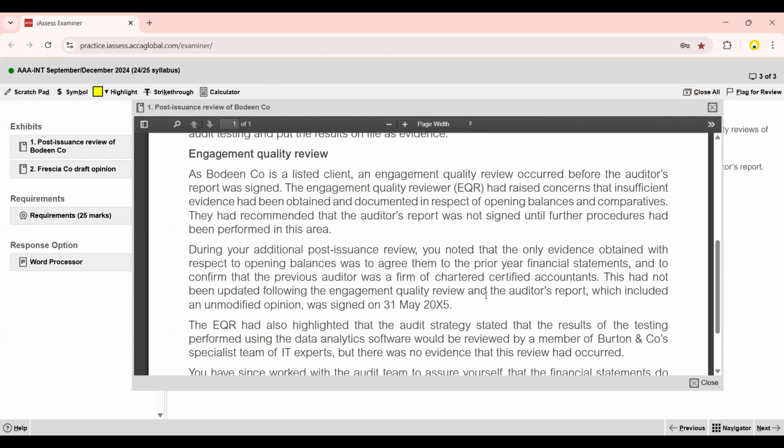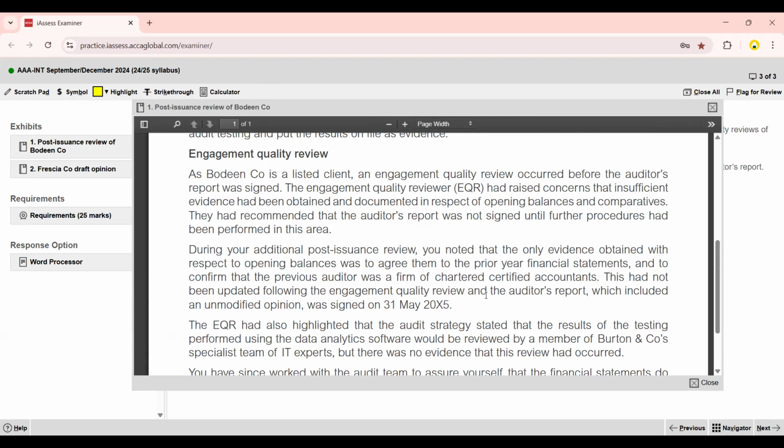And comparatives. They had recommended that the auditor's report not be signed until further procedures had been performed in this area. During your additional post-issuance review, you noted that the only evidence obtained with respect to opening balances was to agree them to the prior year financial statements. It's just a tick and check based audit.